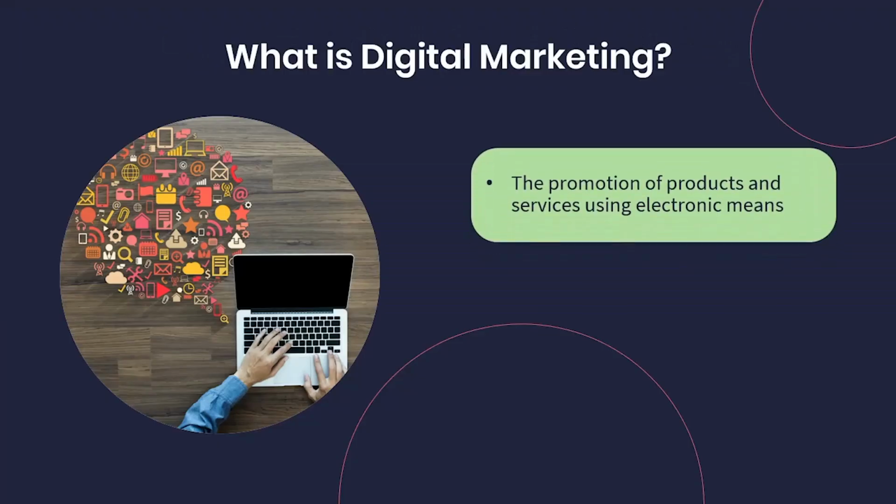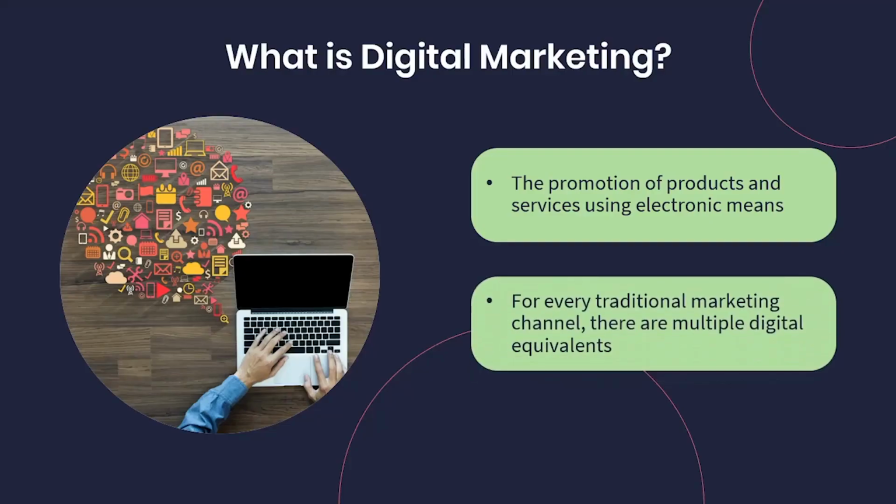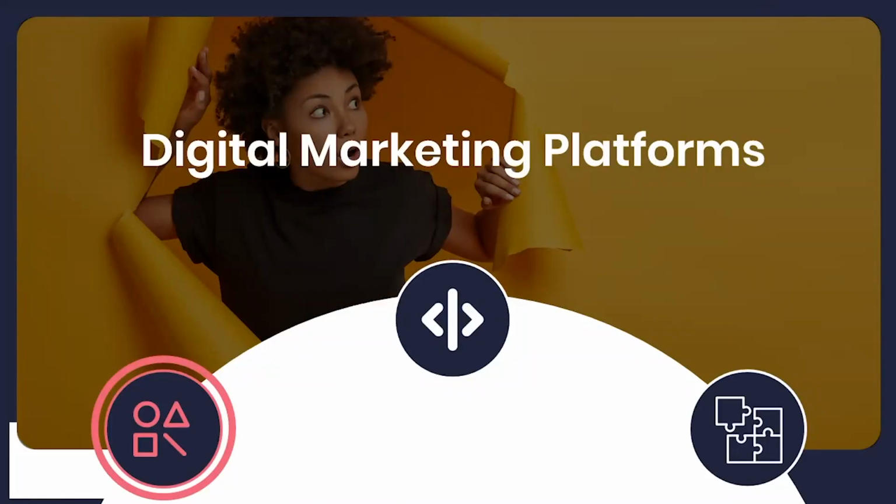What is digital marketing exactly? Well, it's the most basic form of the promotion of products and services using electronic means. Essentially, for every traditional marketing channel, there are multiple digital equivalents. There are hundreds and hundreds of different channels, including some very niche ones, which means that it really only suits a small percentage of industries or people, and we can't possibly cover them all. But we'll be looking at the top digital marketing platforms for the purpose of this program. And by platforms, we basically mean all the different spaces where digital marketing is taking place.